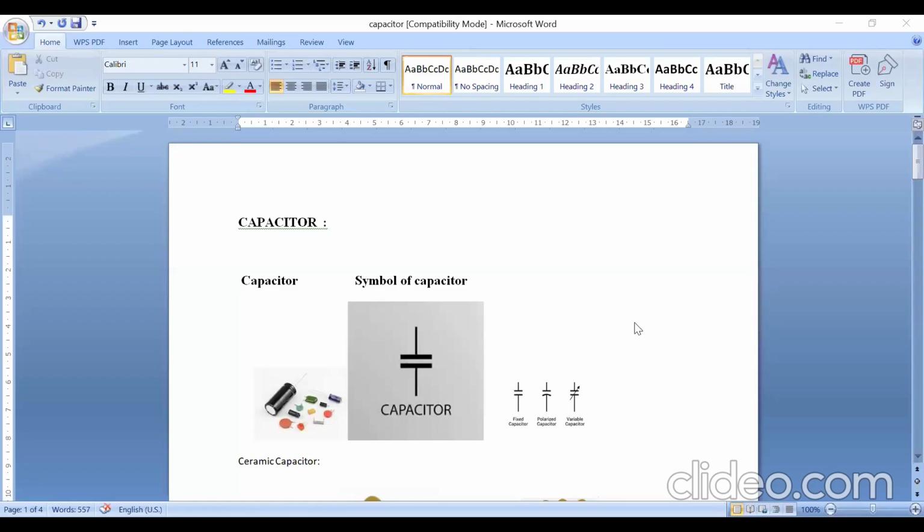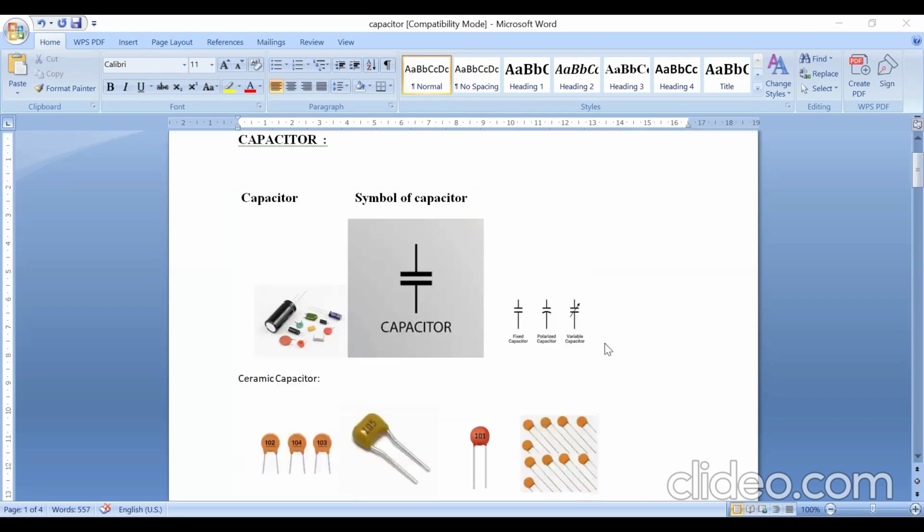Today, in this class, I'm going to explain how to find the value of a ceramic capacitor. Before that, let us study the definition of a capacitor and the symbols and images of capacitors. Capacitors are available in different forms. This is the symbol of a capacitor: two equal-sized parallel plates. And it is a fixed capacitor.